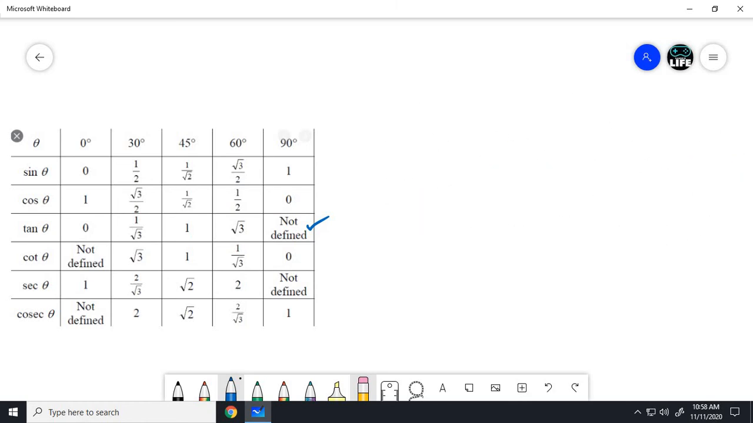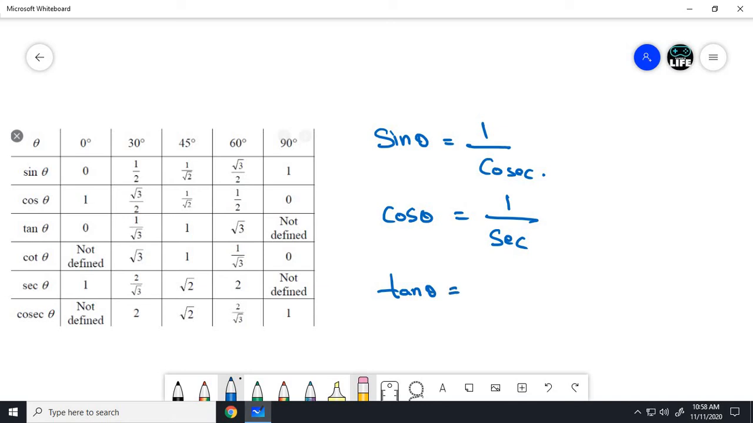So hope you understood. To find the tan value, we need to know the formula, that is sin theta by cos theta equals tan theta. Simple. And we know that sin theta equals 1 by cosecant theta, and cos theta equals 1 by secant theta, and tan theta equals 1 by cot theta. As we know, I have told you this in the first part, I think.